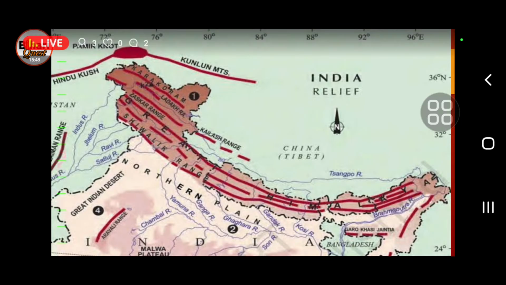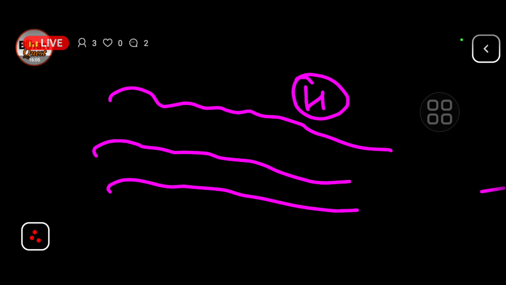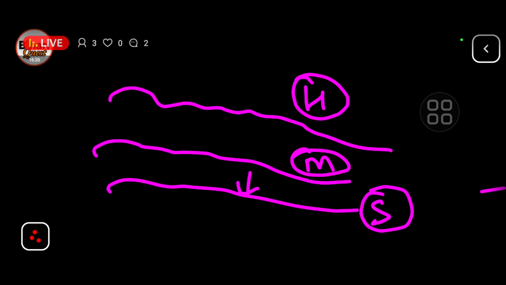If I explain here, let me start. If I draw this diagram, I want to clarify here. First of all, this is the Himalaya. I indicate it by H. This is the Mid Himalaya. I symbolize this by M. Next thing is that this is Shivalik. Why is it called Lower Himalaya? It is in the south of the Mid Himalaya. One thing is clear.